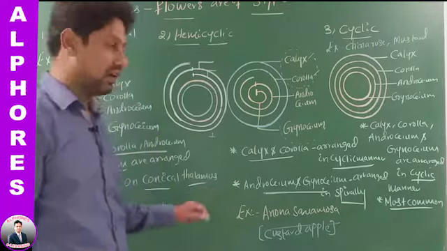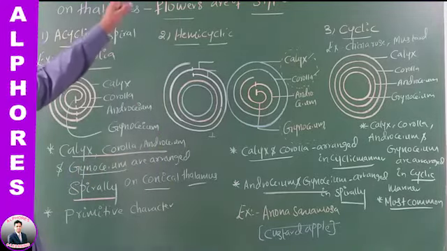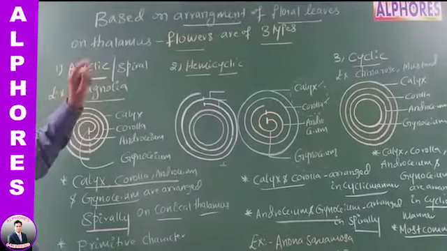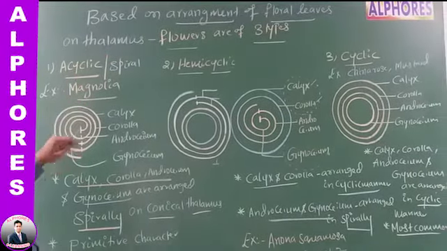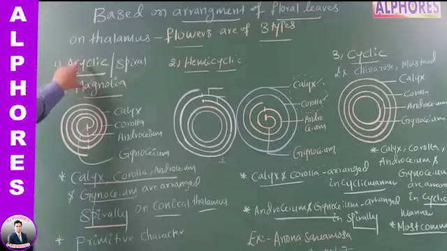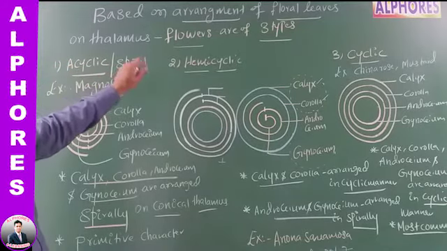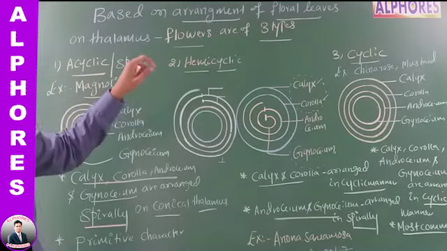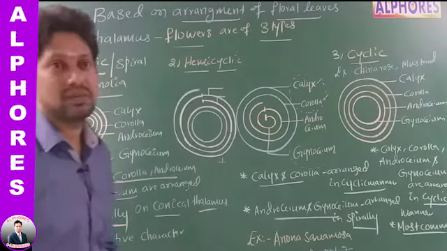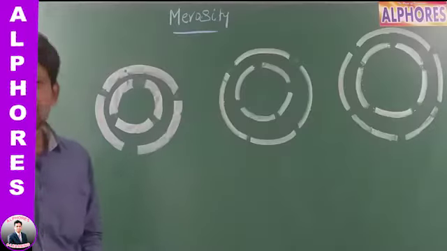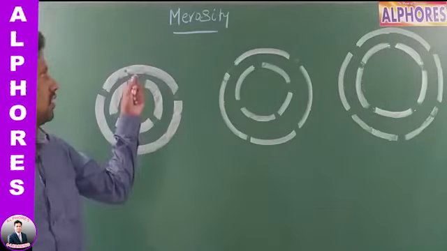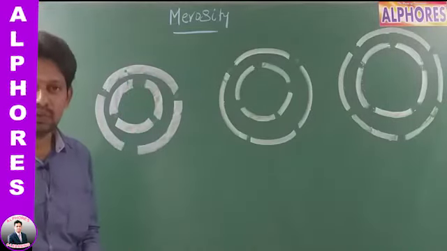Right? Therefore, based on arrangement of floral leaves on thalamus, flowers are of how many types? 3 types. What are they? Acyclic flowers or spiral flowers. Second one is hemicyclic flowers, and third one is cyclic flowers. Okay, right? Go for the next topic. That is merosity.